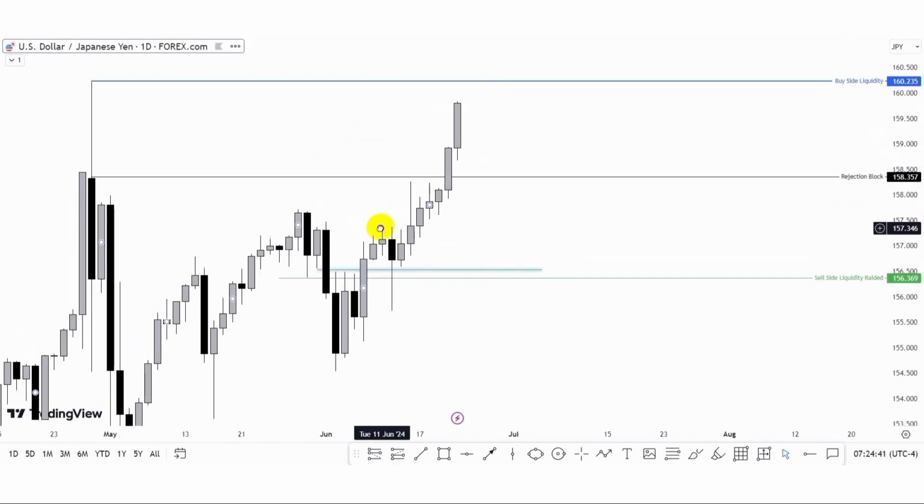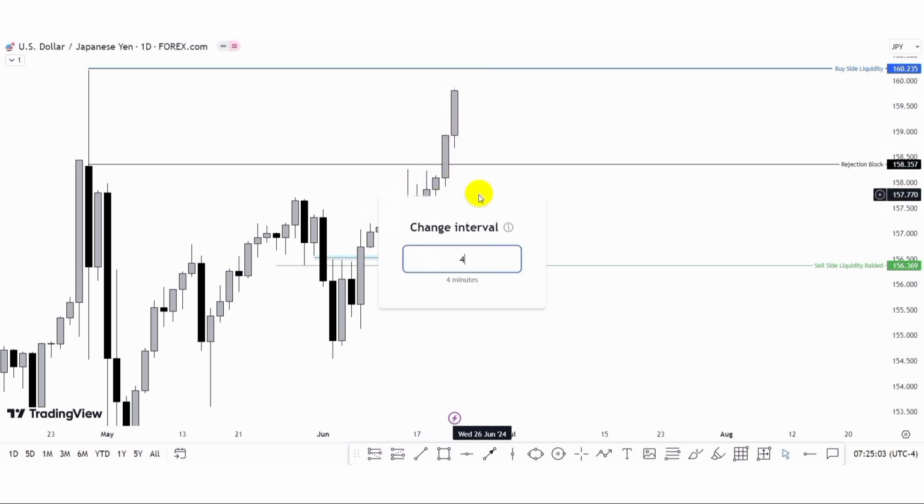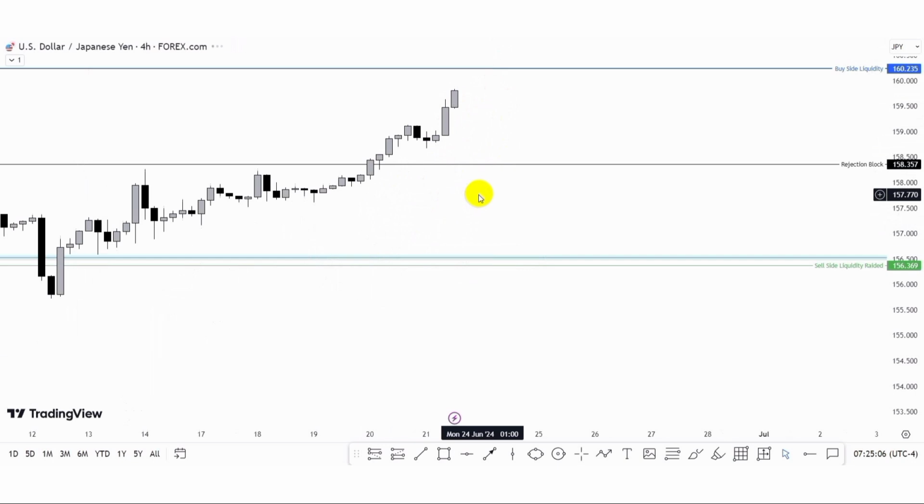So now you can see in the daily time frame, we're anticipating to see price raid the buy side liquidity. But what we're actually looking out for is to see first price mitigate this candle and return to this level before we further see the push of price to the upside. But anyway, USDJPY continued the bullish momentum to the upside. Let's drop to the 4-hour time frame.